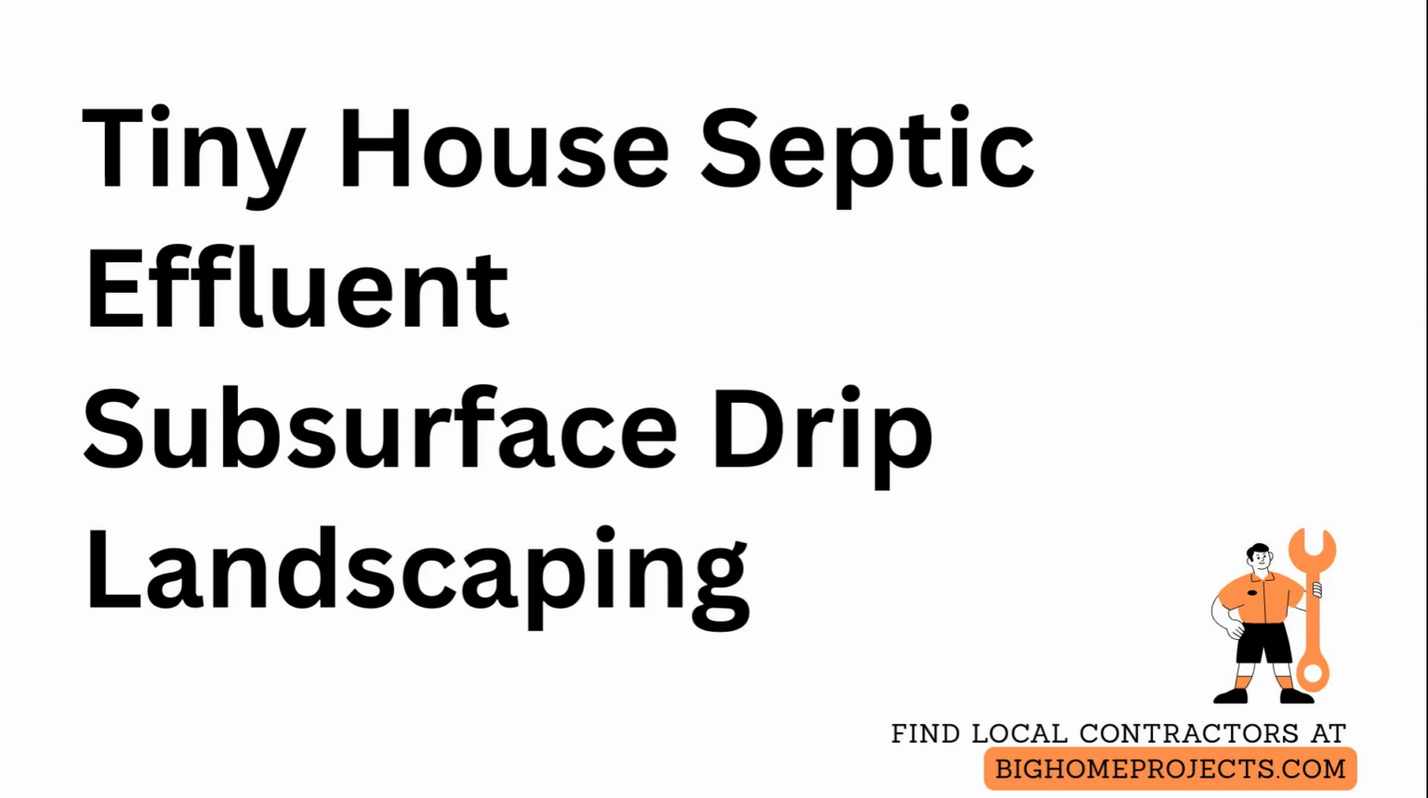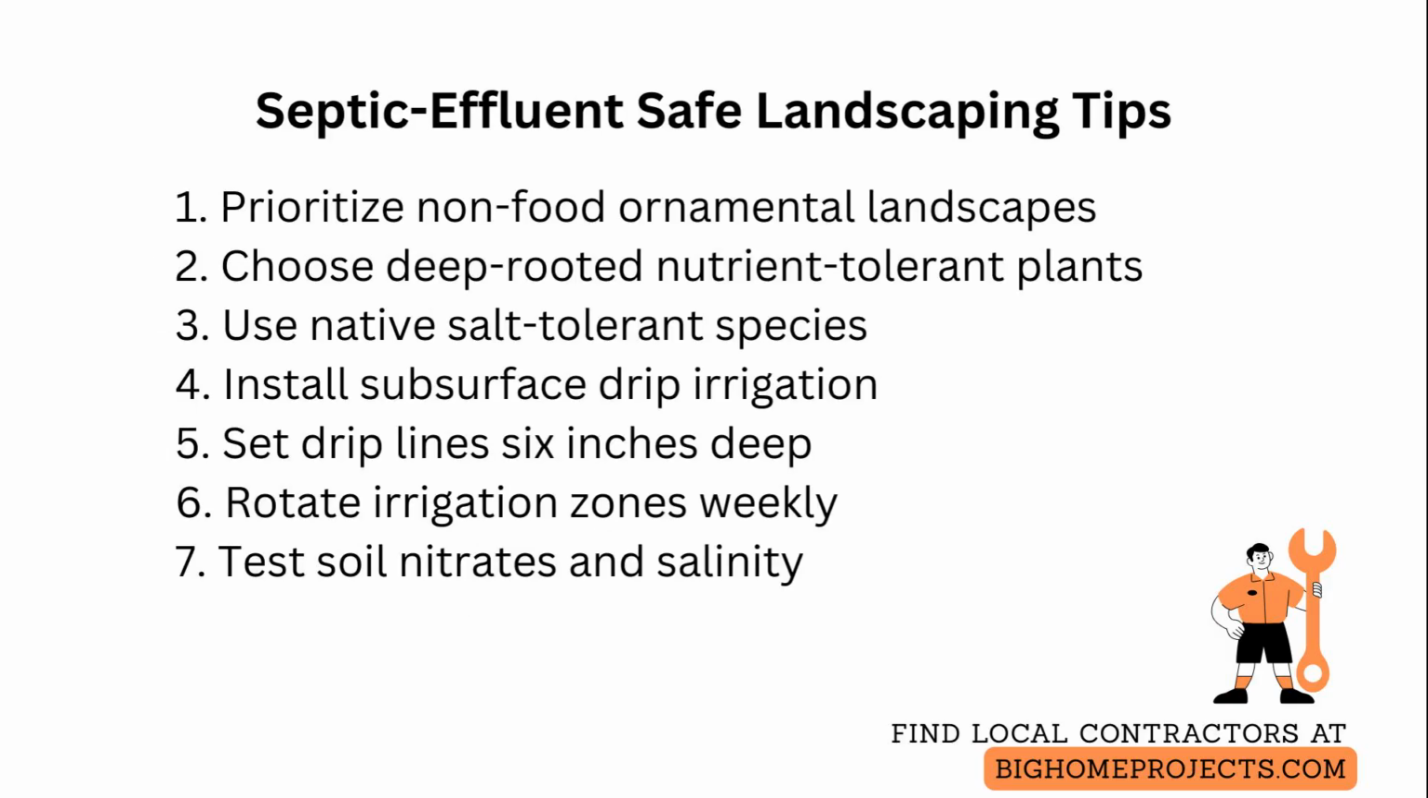Use treated effluent for irrigation only with a planting plan that keeps people and edible crops separate. When designing effluent irrigation for a tiny house septic system, prioritize non-food ornamental landscapes and hardscaped buffers to eliminate any direct human contact with irrigated soil. Choose deep-rooted shrubs and perennial grasses that tolerate high nitrogen and phosphorus. Native salt-tolerant species are often a good match because they adapt to variable moisture and nutrient loads.